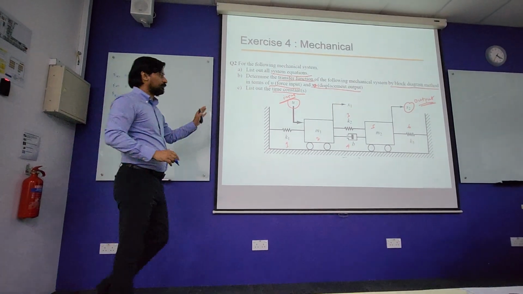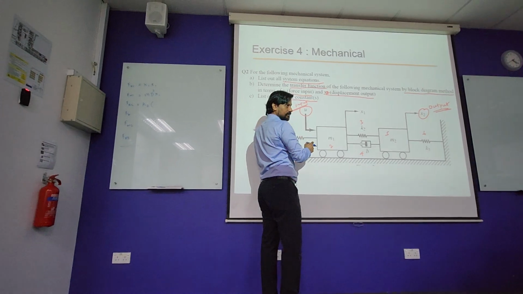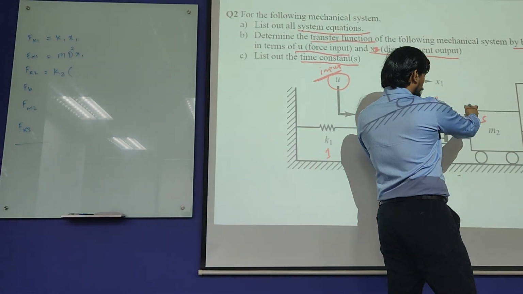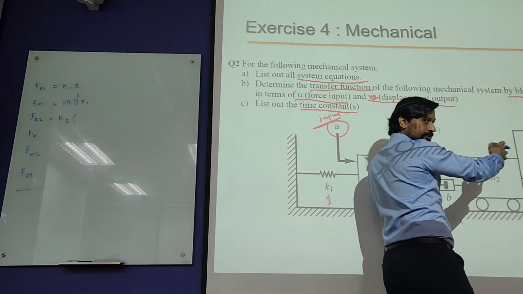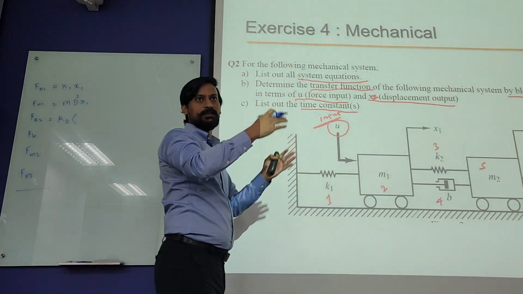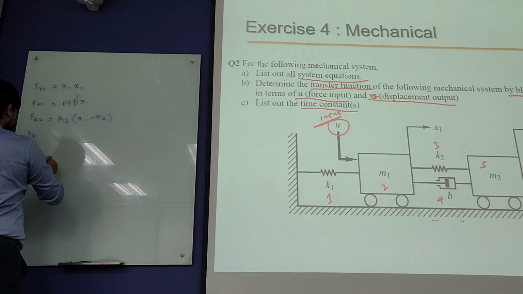We have two distances. Over here, when you talk about the first one, it's only x1 distance, one side is grounded. But when you talk about these two components, there's x1 and there's x2. So there's a difference between x. So you can put it x1 minus x2.